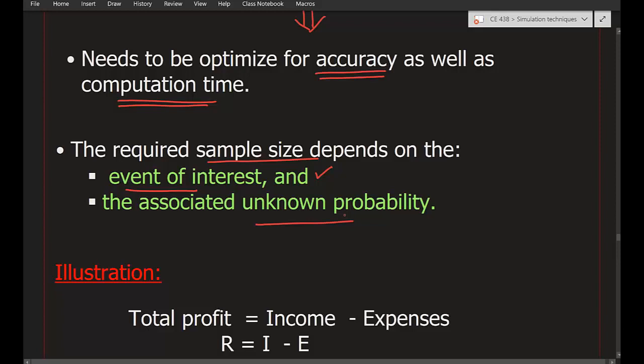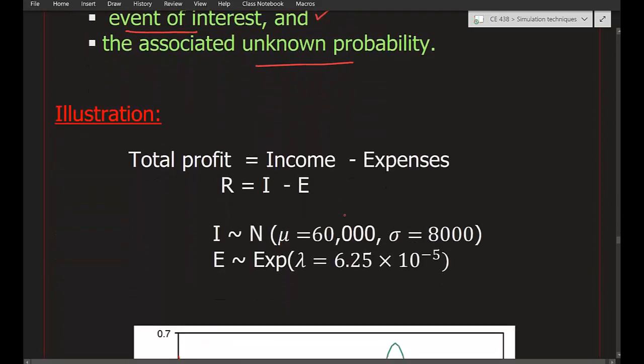Now let us discuss this idea using an illustration. This illustration we also discussed in the previous class. This is about the total profit of a company. A company has some income, it also has some expenses. I can subtract these two, income minus expenses, that will give me the total profit of that company. Let's say R denotes the total profit, I denotes the income, and E denotes the expenses.